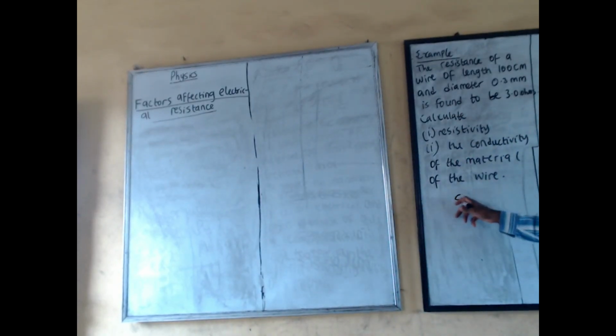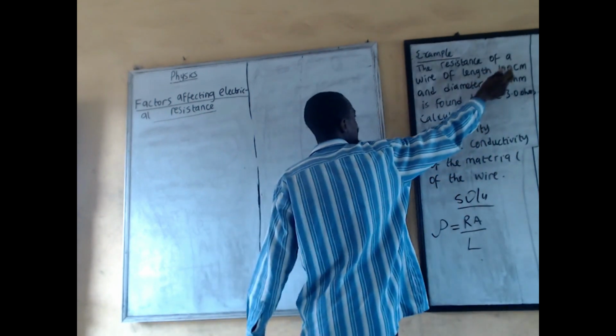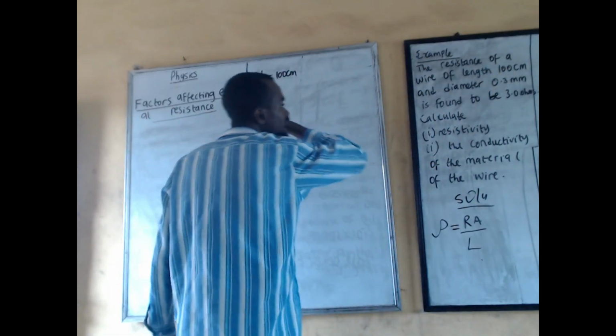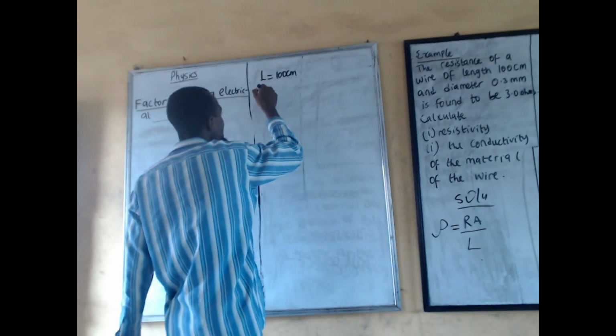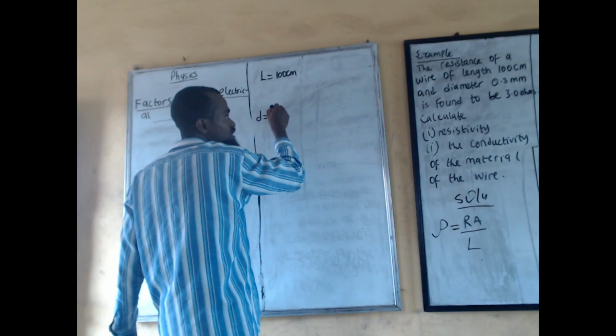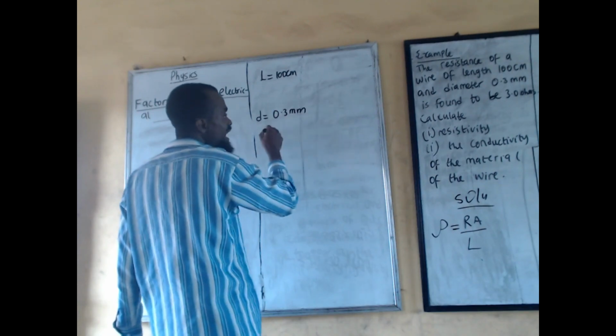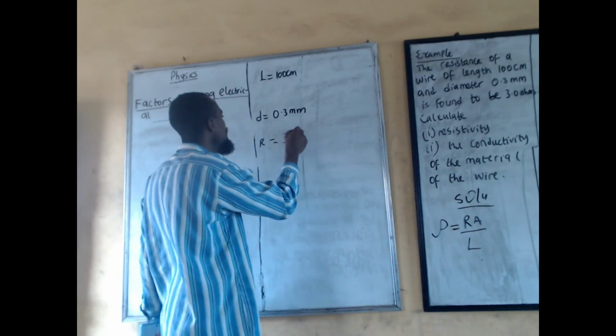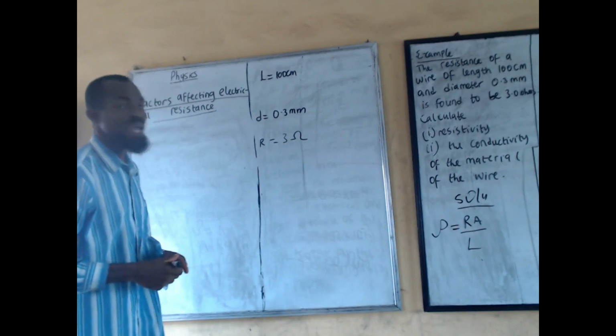Resistivity, which the formula was, rho equals R A over L. Let's pick our variables here. Our first quantity that was given was length. Length was 100 centimeters. Now, the diameter was 0.3 millimeter, while resistance was given to be 3 ohms. So 3 ohms is in the SI unit for resistance.